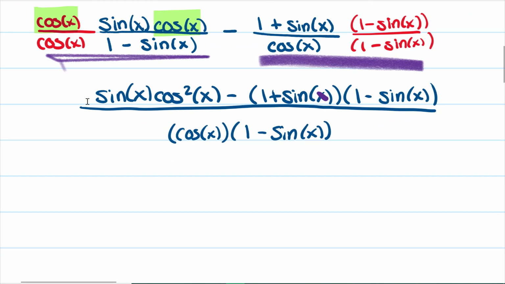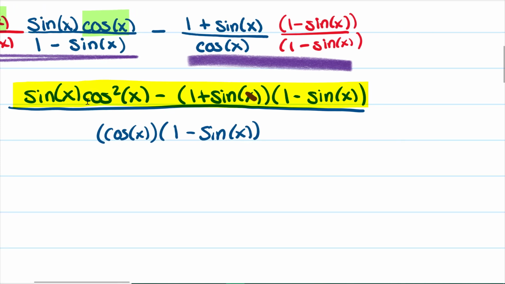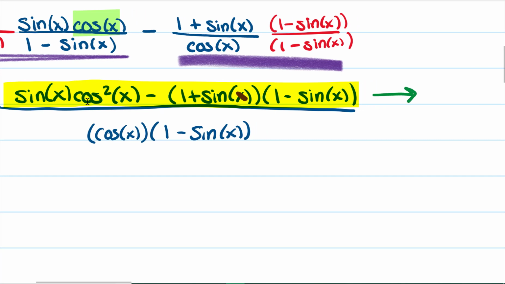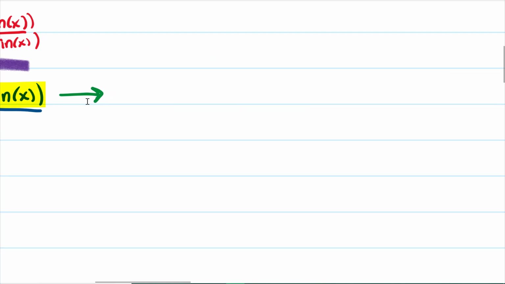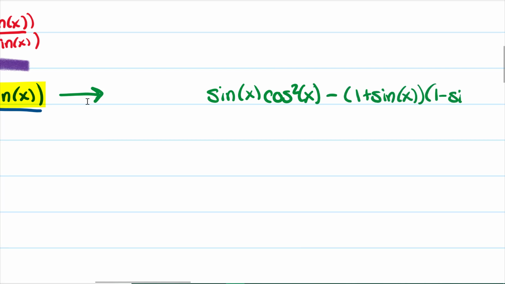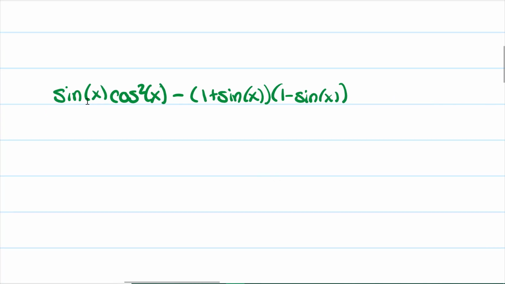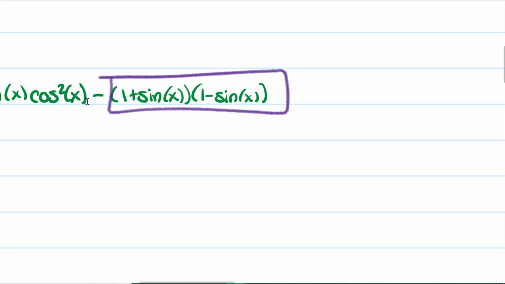So what I want to do now is work out the numerator on the side. So I'm going to take this whole piece and work this out over here. I do that because I don't want to have to write the denominator every single time, since it's not going to change. I'm just going to leave it as it is, and I don't want to rewrite it a bunch of times. So my numerator was sine of x times cosine squared minus 1 plus sine of x times 1 minus sine of x. Okay, so I need to distribute this all out. So I'm going to do that over here.